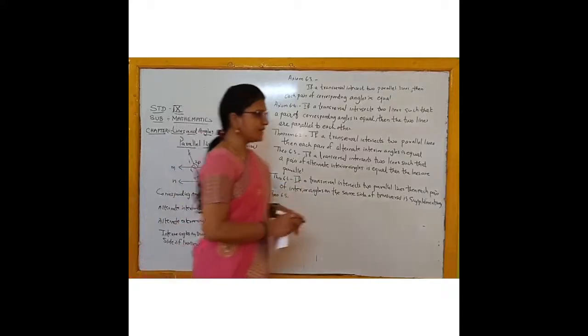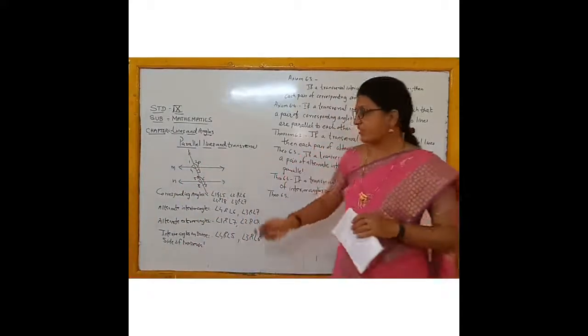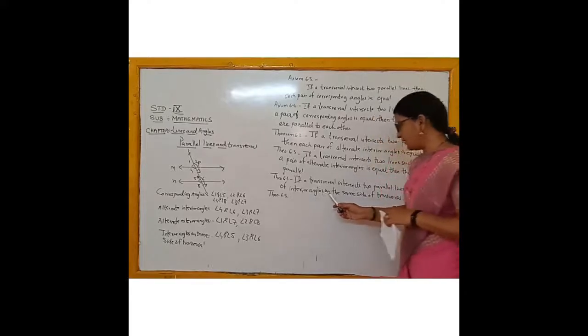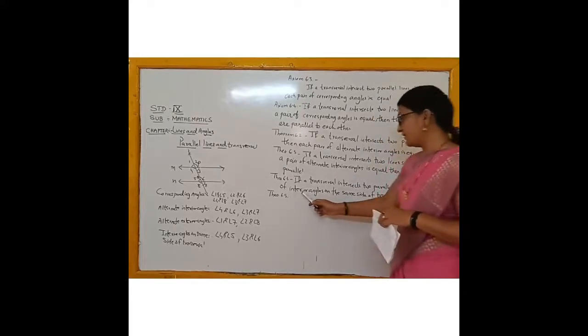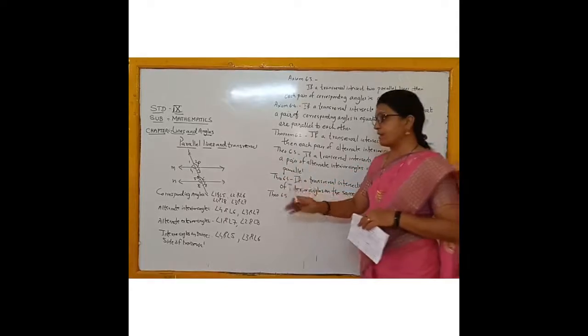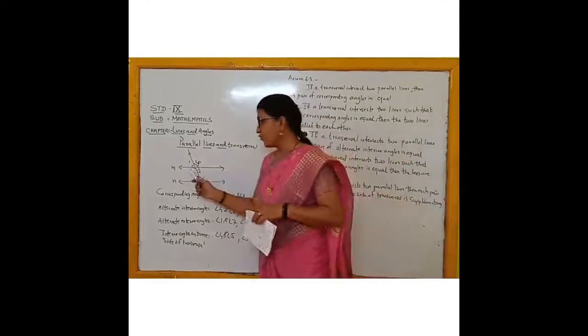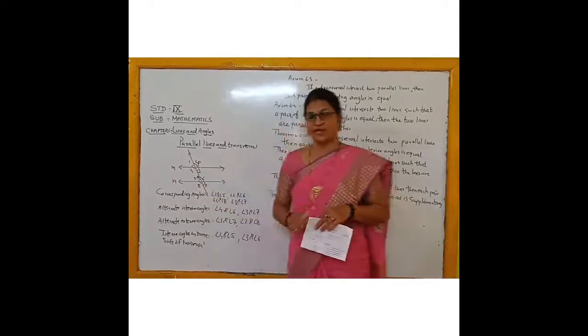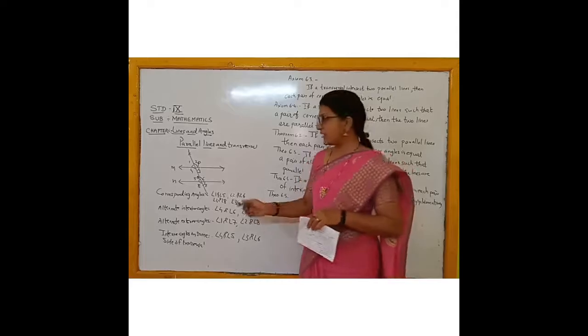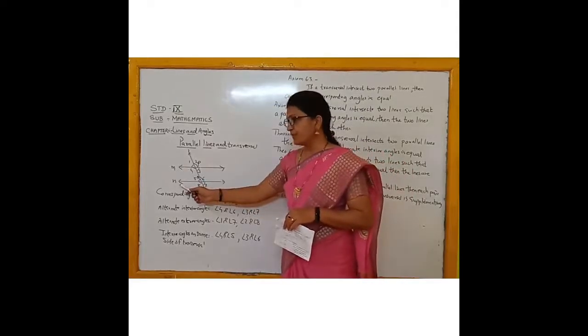If the transversal intersects two lines in such a way that each pair of interior angles on the same side of the transversal is supplementary, then the lines are parallel. That means it is given angle 4 plus angle 5 is equal to 180, as well as angle 3 plus angle 6 is equal to 180. If this is given, in that case, l is parallel to m.